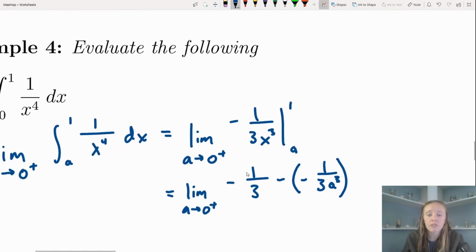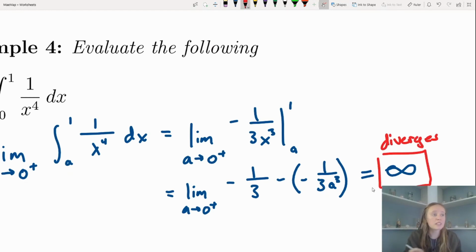Now looking at this limit, I know that I have some finite number, negative 1/3, and I'm subtracting a negative, so that's the same as adding a positive. But think about a approaching 0 from the right. We're approaching this with positive a values, so our denominator is going to be positive, but our denominator also is getting closer and closer to 0, so the overall fraction is getting bigger and bigger. This diverges. That limit is infinity. So this integral diverges.